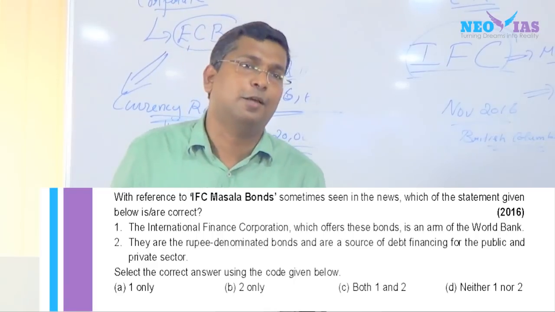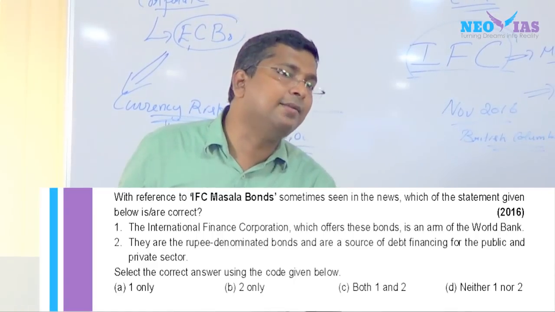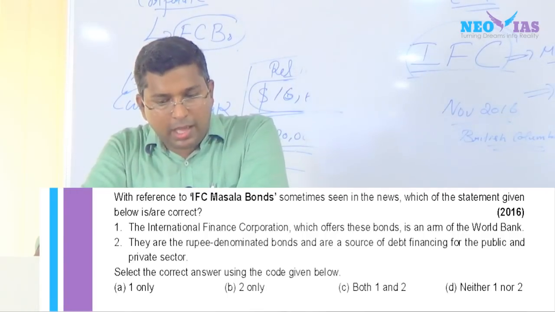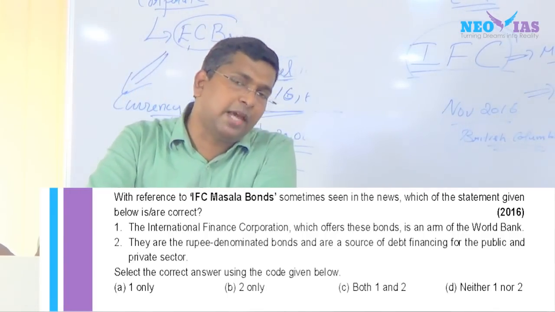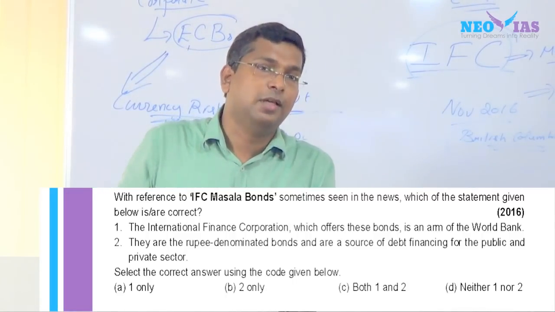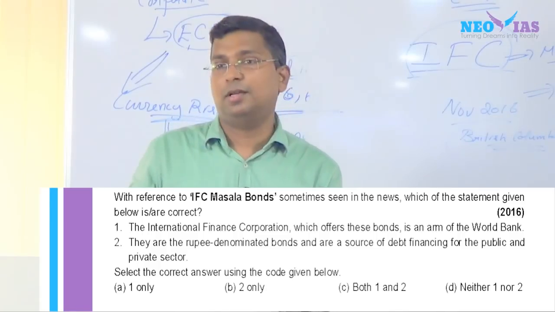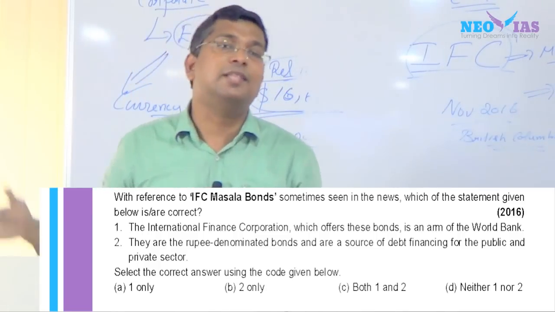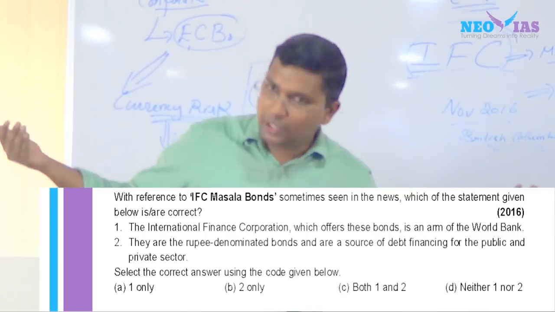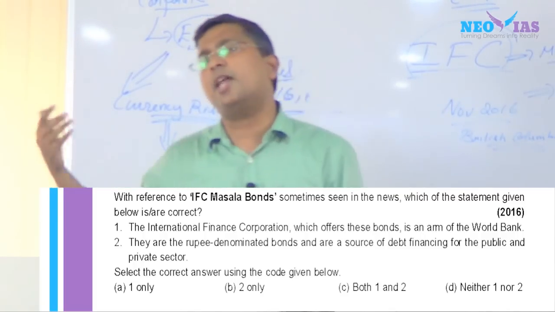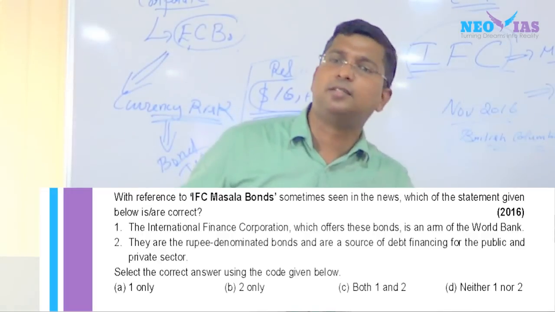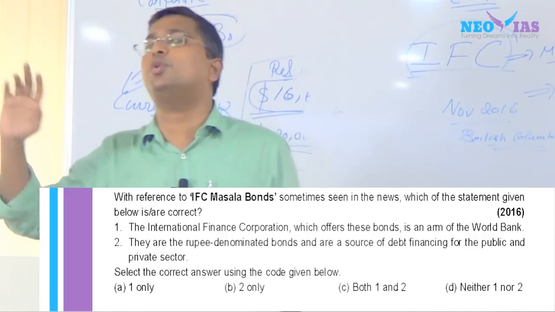Now lies the trick here: for the public and private sector. Read the question statement again. They are rupee denominated bonds and are a source of debt financing for the public and private sector. Many people got confused. It's a very tricky statement. If this question was only about Masala bond, the statement would be correct. Masala bond is a rupee denominated bond and a source of debt financing. It can be issued by both the public sector and the private sector. I told you already, NTPC, which is a public sector company, has issued it. Private sector HDFC has issued it.